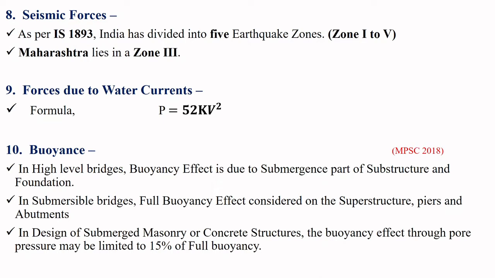Now next is the seismic forces. What are seismic forces in earthquake design? We know that the seismic forces act as per IS 1893. Now what is 1893? 1893 is the Indian Standard IS code for earthquake resistant design.